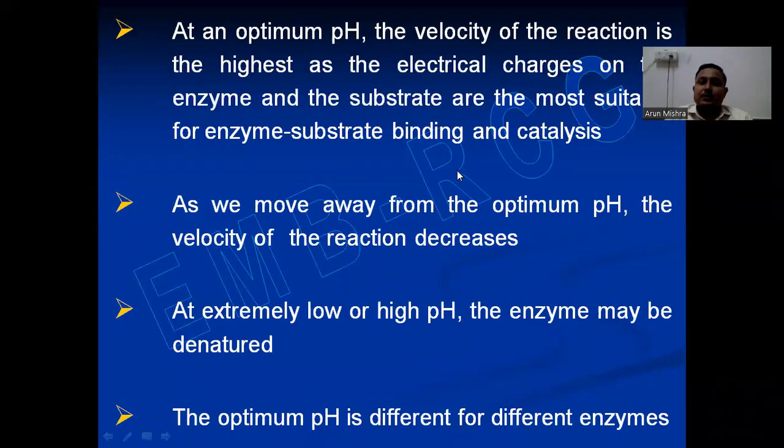At optimum pH, the velocity of reaction is the highest as the electrical charges on the enzyme and substrate are most suitable for enzyme-substrate binding and catalysis. As we move away from the optimum pH, the velocity of reaction decreases. At extremely low or high pH, the enzyme may be denatured, and the optimum pH is different for different enzymes. So we can say specific enzymes show particular specificity for pH also. There are certain pH values at which an enzyme will perform its best.